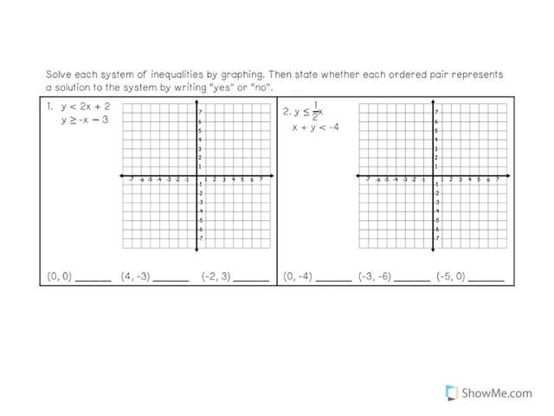So what we're going to do here is solve each system of inequalities by graphing it, and then state whether each ordered pair represents a solution to the system. All right, so let's graph this first one right here. I'm going to do the first one in red. I'm going to see that it does have a dashed line because it is not equal to. So we're going to go ahead and graph that.